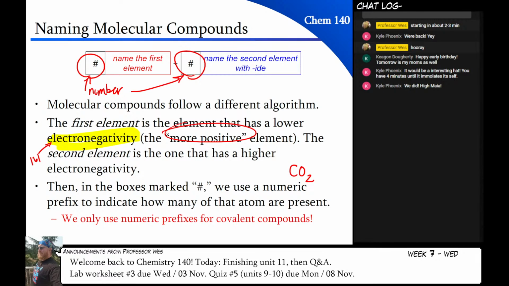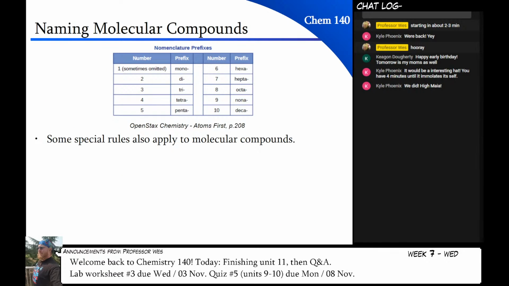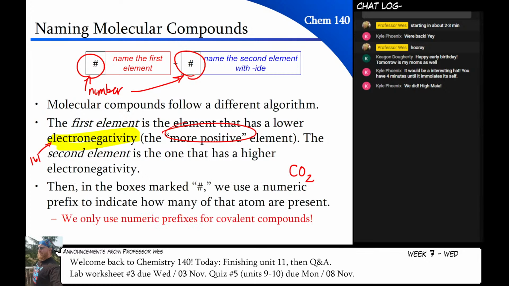Now, in the boxes with the number symbol, we're going to use a numeric prefix. You may have seen these prefixes before. Here they are: mono, di, tri, tetra, penta, etc. Depending on how many of that element you have, you're going to apply that prefix to the front in the space where the number symbol is.